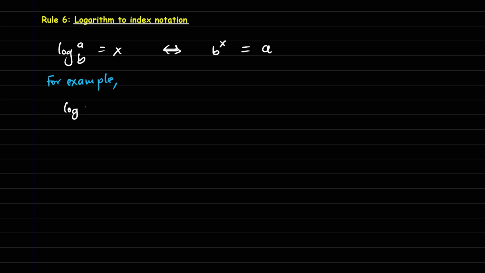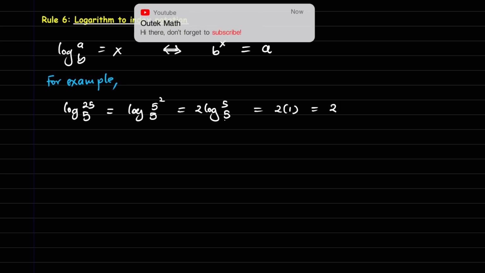For example, log of 25 base 5 equals... 25 is the same as 5 squared. Log of 5 squared to base 5. From the power rule, 2 becomes the coefficient of this logarithm, and this will become 2 log of 5 base 5. And from the identity law, log of 5 base 5 equals 1. This will equal 2 times 1, which equals 2.